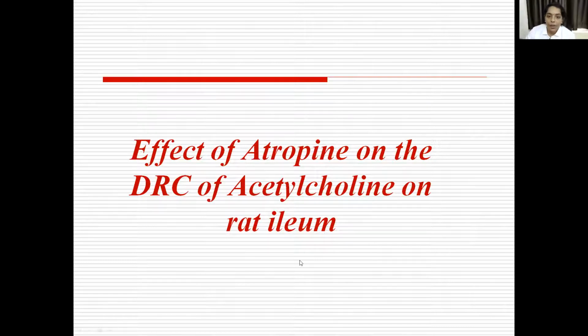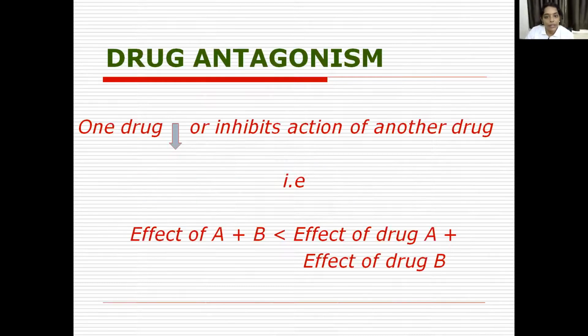So why I said all this is, this is in general about what is antagonism. So now let us see what are the different types of antagonism. All this has been covered in general pharmacology. Since this is an important topic, we will be discussing again in detail about what is drug antagonism before going to the experiment. So the experiment will be dealt in the next class. So for now we will see what is drug antagonism and what are the types.